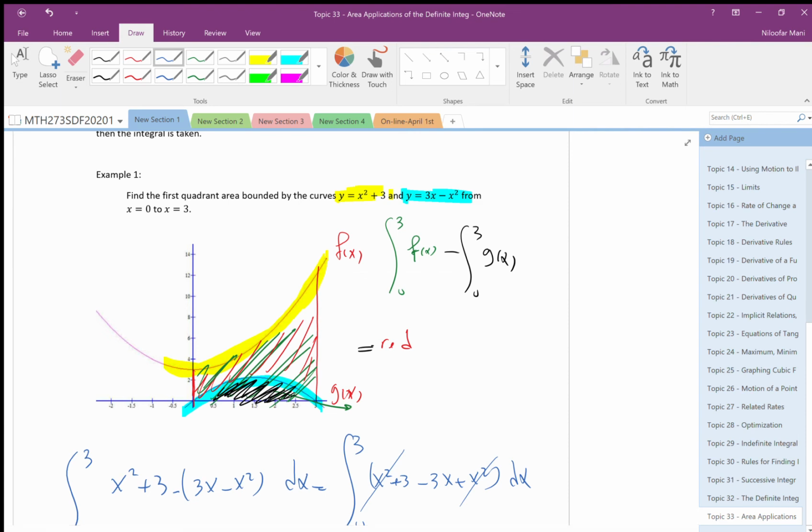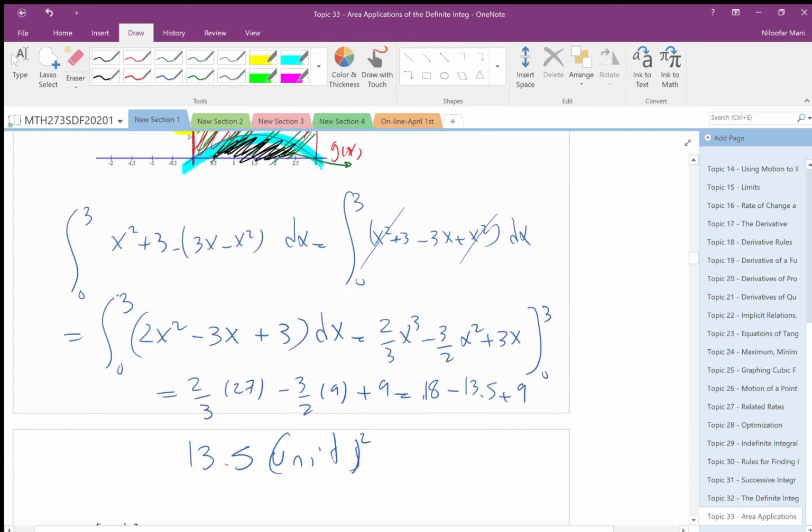So f minus g or g minus f. If the answer is positive, you didn't make a mistake. If the answer is negative, it should be opposite, but you don't need to change. When you want to write the sentence, you have to write that the area is the positive one.